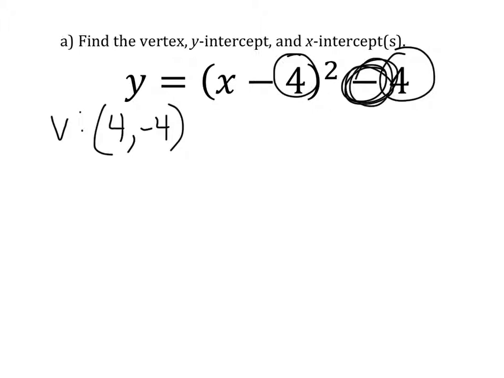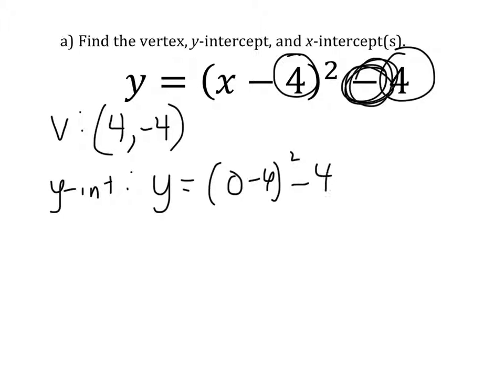Then to find the y-intercept, that's the other easy one. I'm just going to plug in 0, so I get y equals (0 minus 4) squared minus 4. So that's 16 minus 4, which is 12. So my y-intercept is (0, 12) because the x value is 0.